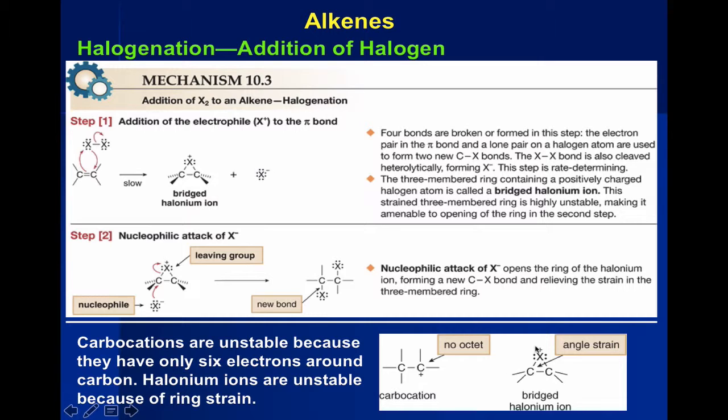Now, you might ask yourself, well, why would we want to do this? Because halogen, of course, is electronegative. It doesn't like to be positive. Three-membered rings are unstable. All those statements are true. However, everything here has an octet. And so even though they are unstable, they're more stable than a carbocation. And so everything's fine there.